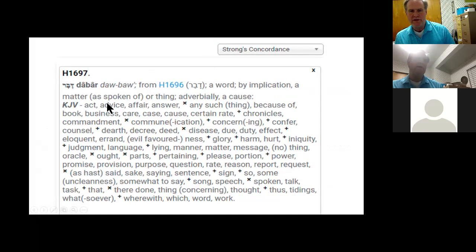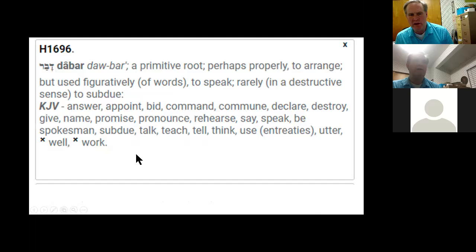Davar can mean matter, word, thing, cause, affair, advice, act, case, degree, glory, purpose, or provision. 50 different words for that same word. So when people argue about what it means in Hebrew, the answer is it can mean a whole lot of different things.